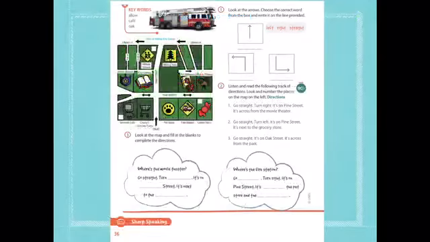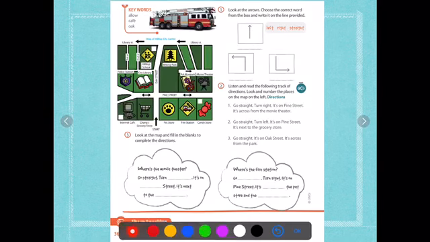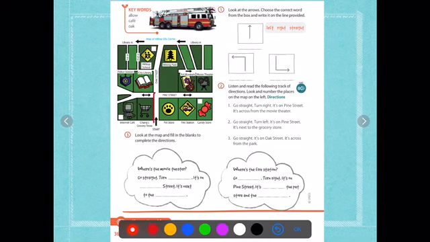Okay, so after doing and listening, now we're going to check if your answers were correct. It says go straight, turn right. It's on Pine Street across from the movie theater. So this is my start, okay? I go straight. I turn right. It's on Pine Street across from the movie theater. So what is it? It's the candy shop. So that is number 1.